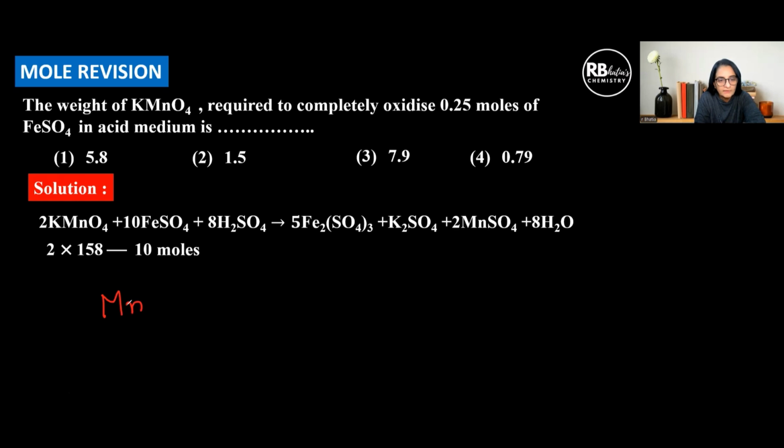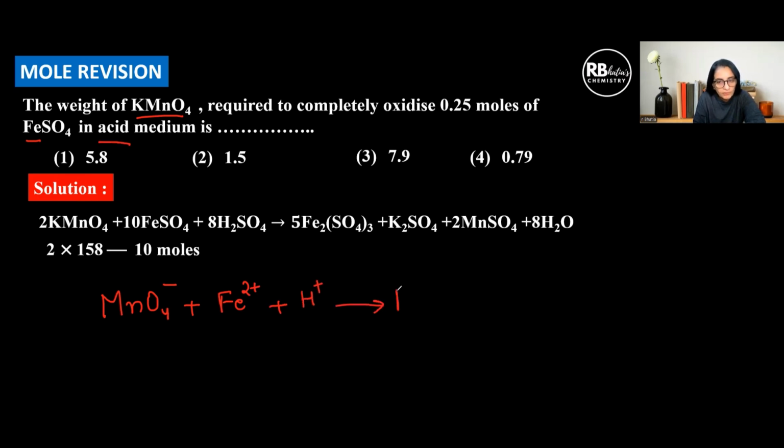What is the best way to do this? Convert it to an ionic equation. Just take the permanganate ion, and from here take the ferrous ion. This is a redox change, right? And since they say acidic medium, just put H plus.